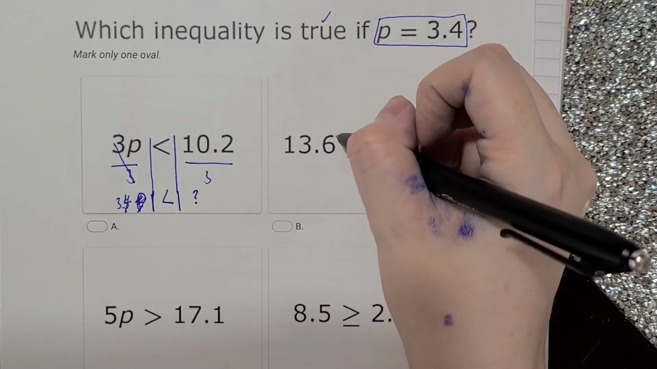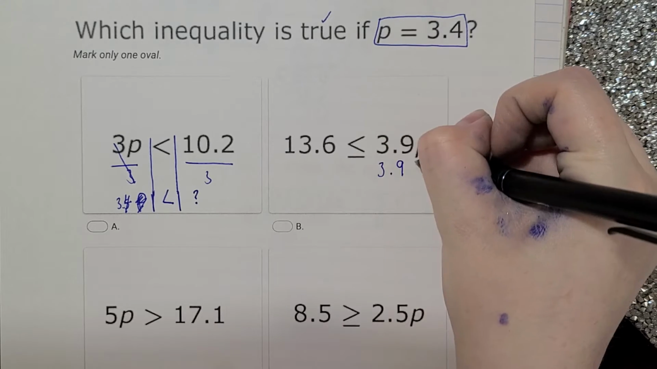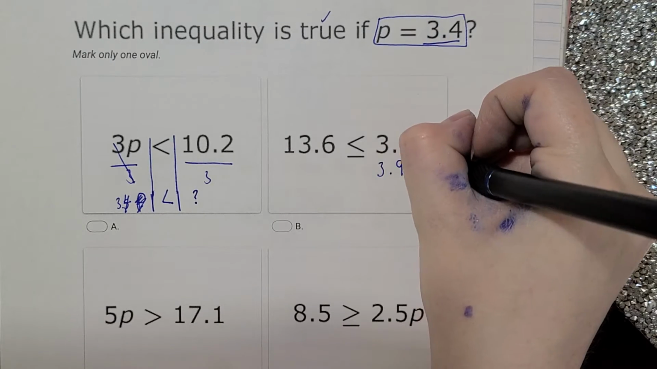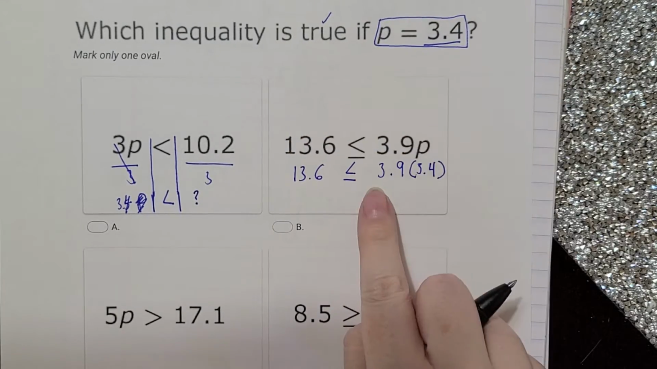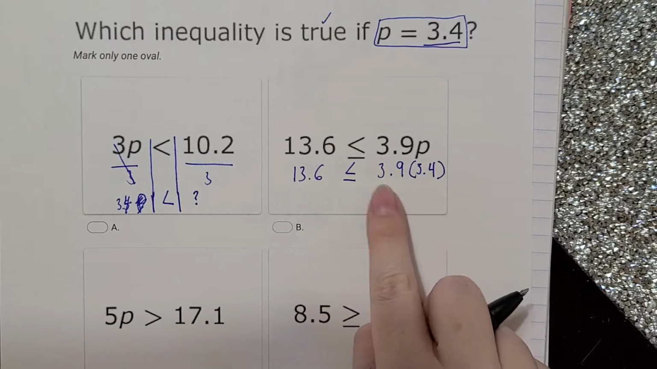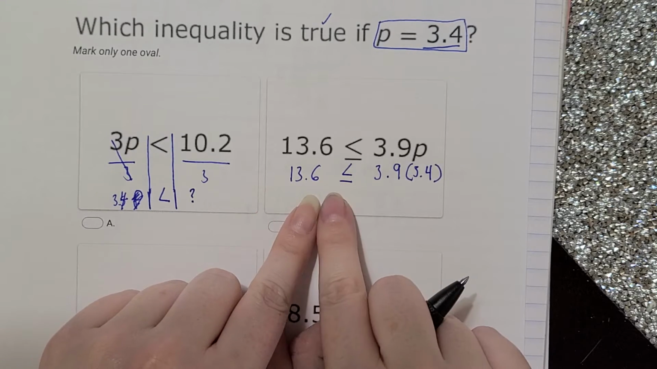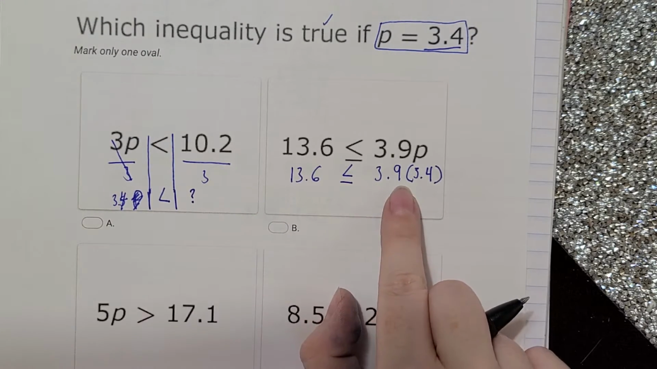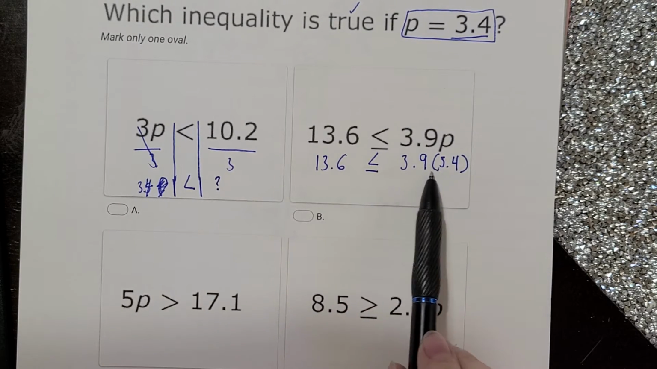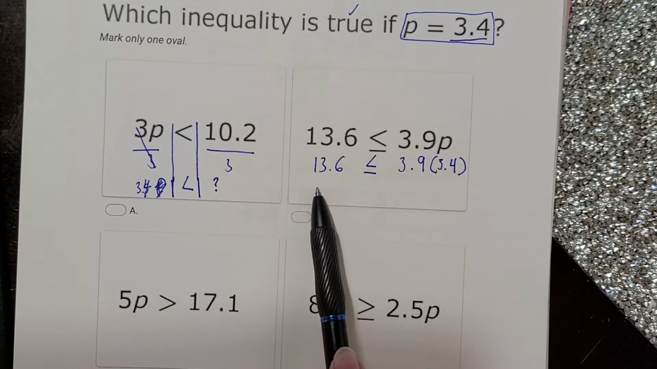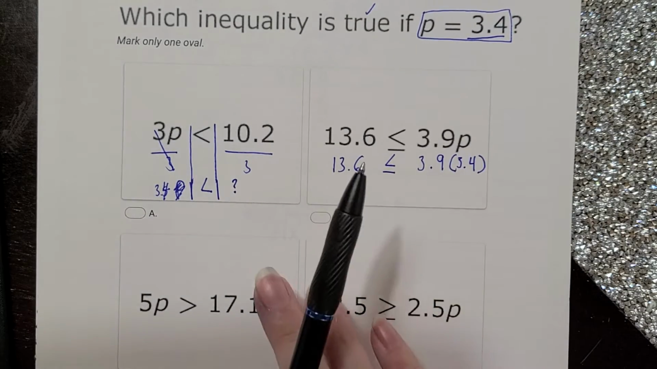We have 13 and 6/10 is less than or equal to 3.9 times p. So if you do 3.9 times, and if p is 3.4, go multiply them. Is 3.9 times 3.4, is that answer still valid in this statement? 13.6 is less than or equal to the product of those two. Okay, you're trying to find which one is true. So if you multiply and you get a number like 12, well, 13.6 is not less than or equal to 12, so that would not be true. But you have to multiply and see what you get.